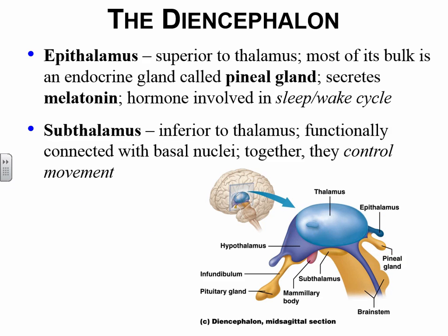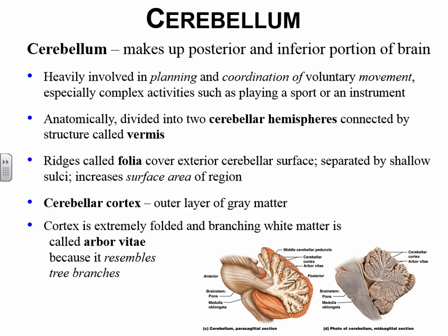So now we've covered two of our four parts. We've talked about our cerebrum here. We've now covered our diencephalon. So we lack our cerebellum and our brainstem. Cerebellum is posterior, or we would say caudal, and it's also inferior. Very, very involved with voluntary movement. Planning of voluntary movement, coordination of voluntary movement.